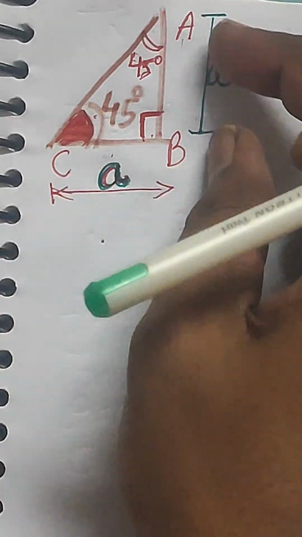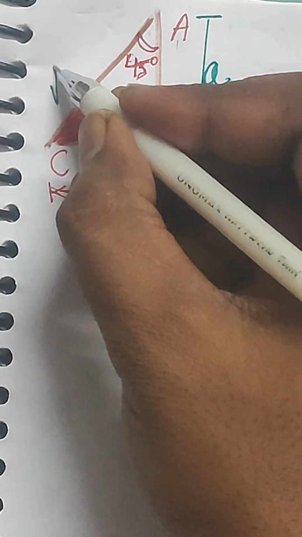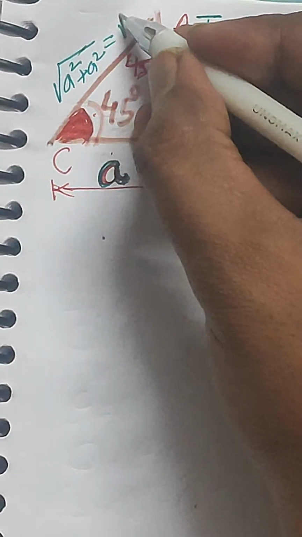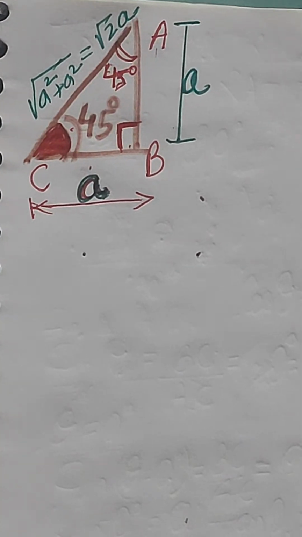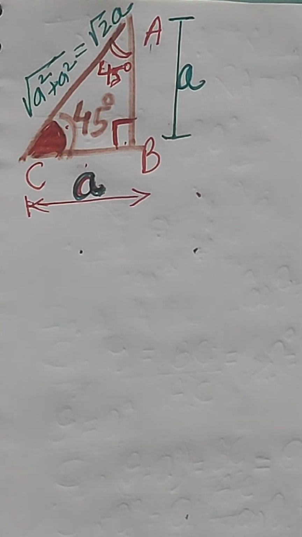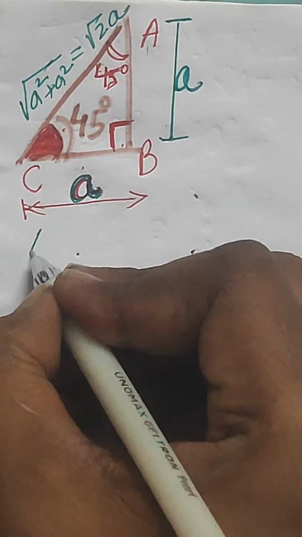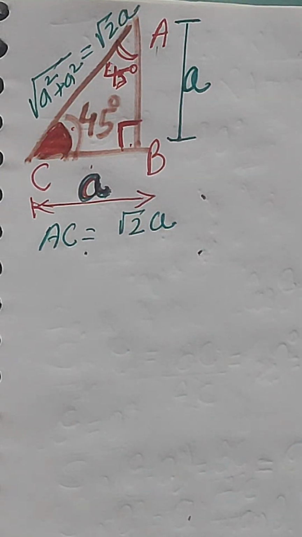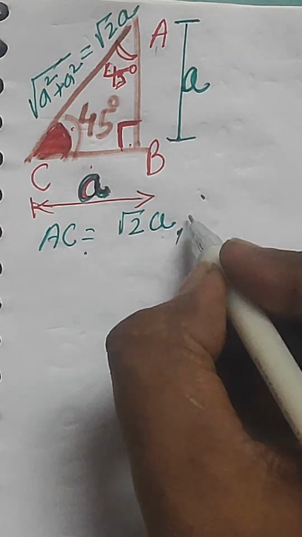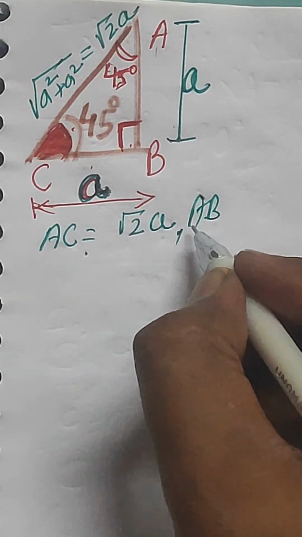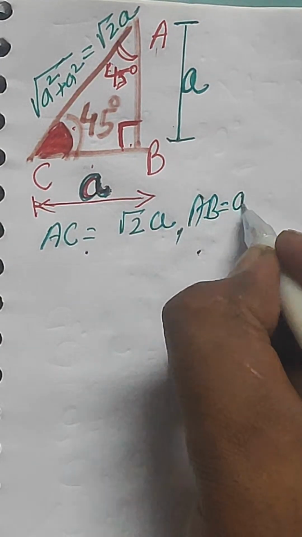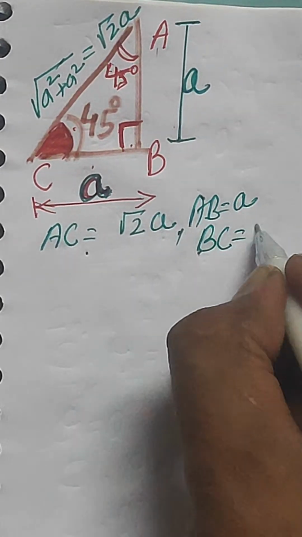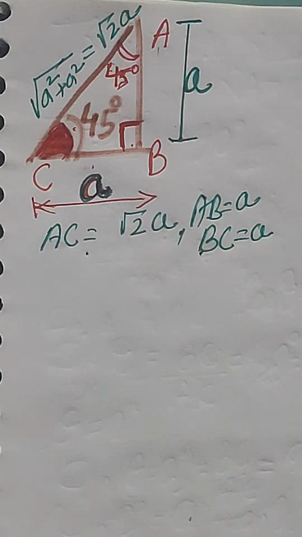Now if this is A, by applying Pythagoras, root over of A square plus A square will give you root 2A. So root 2A is the value of AC, which we can calculate, right? So we can say AC is root 2A, where AB is equal to A and BC is also equal to A. How we have derived it, you have seen.